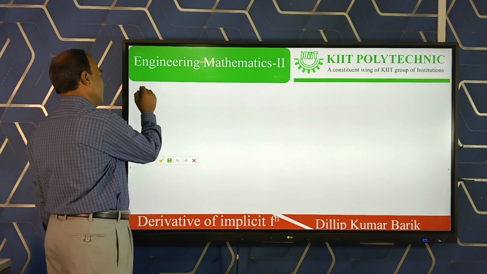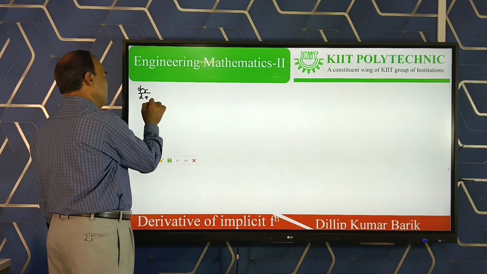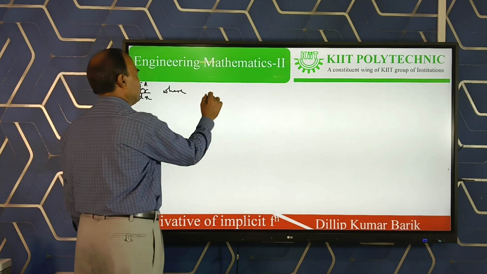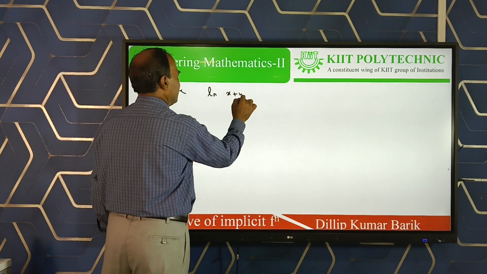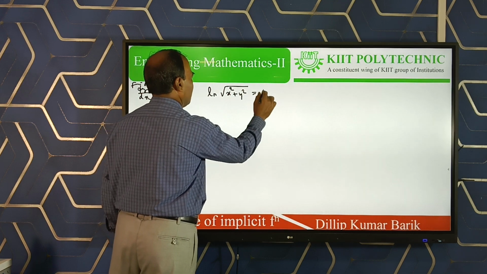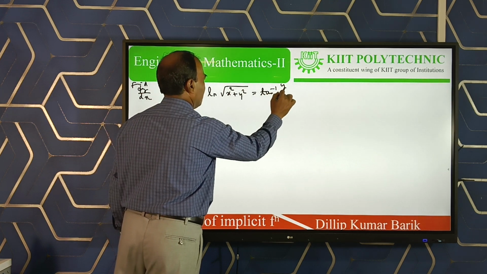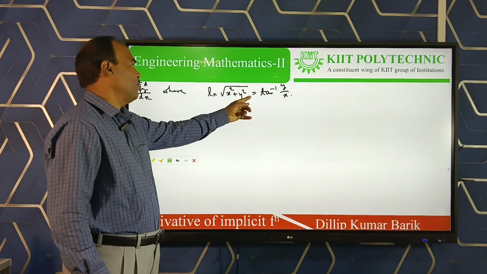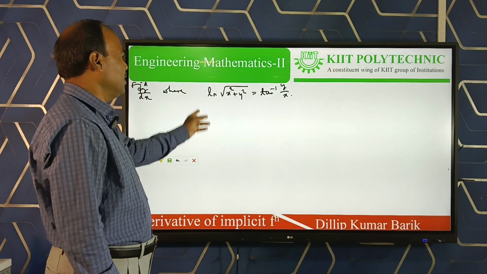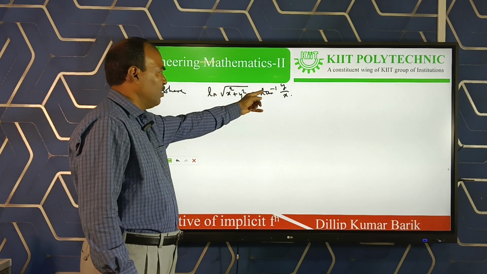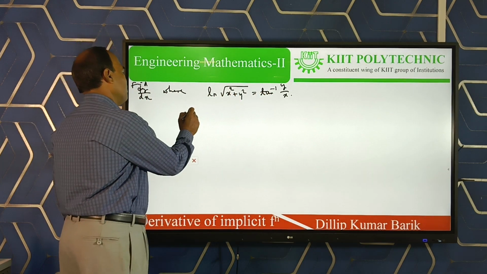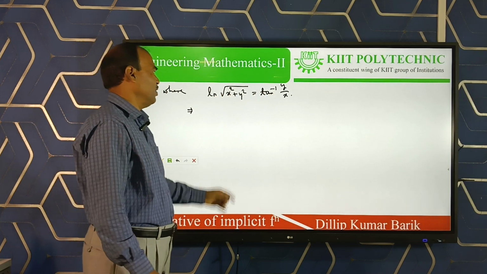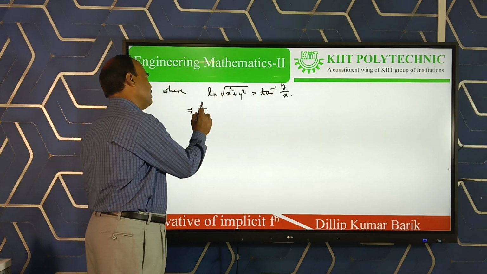Similarly, let us find dy by dx where we are given ln of the square root of x square plus y square is equal to tan inverse y by x. This is a combination of inverse trigonometry and logarithm. Both sides are given in terms of x and y. First of all, no logarithm is required here because neither side is given in exponential form. So first take the derivative of both sides.